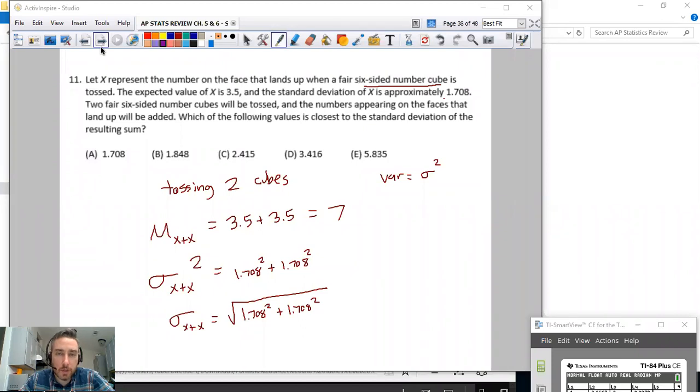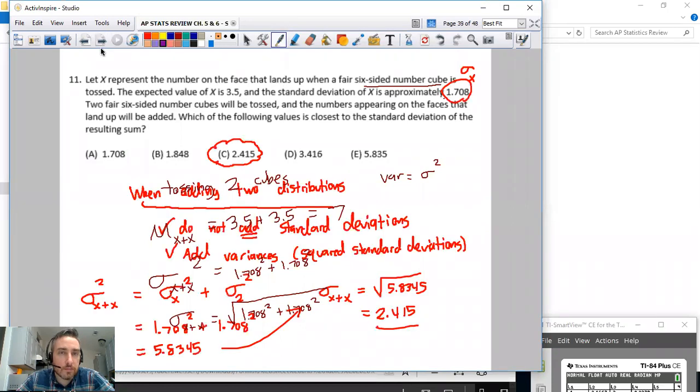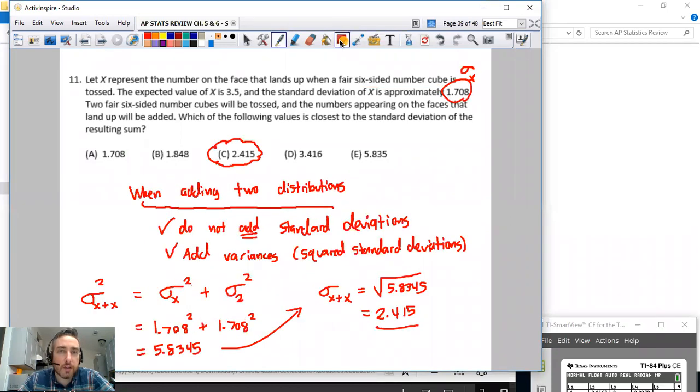All right, work it out, see what you get. Here is the solution. You do get about 2.415. We do not add standard deviations, we add their variances, which are squared standard deviations.